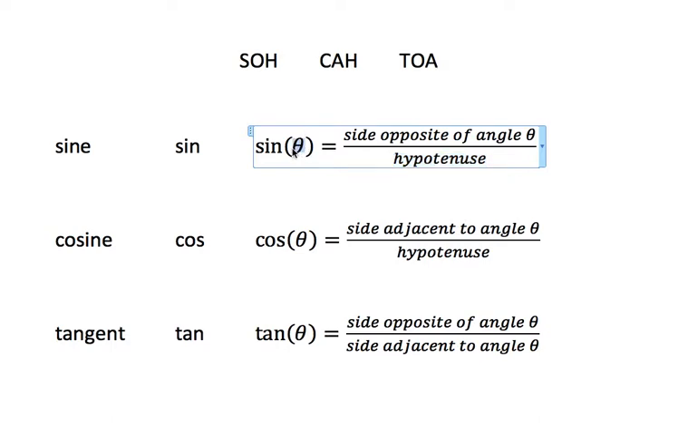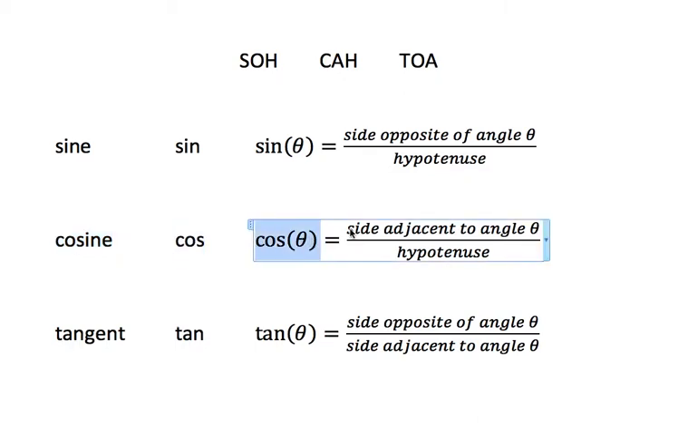This symbol right here is called a theta, and theta is basically just like an x, but used many times to describe an unknown angle. Cosine is spelled like this. It's abbreviated COS, and cosine of an angle is equal to the length of the side that is adjacent to the angle divided by the length of the hypotenuse.